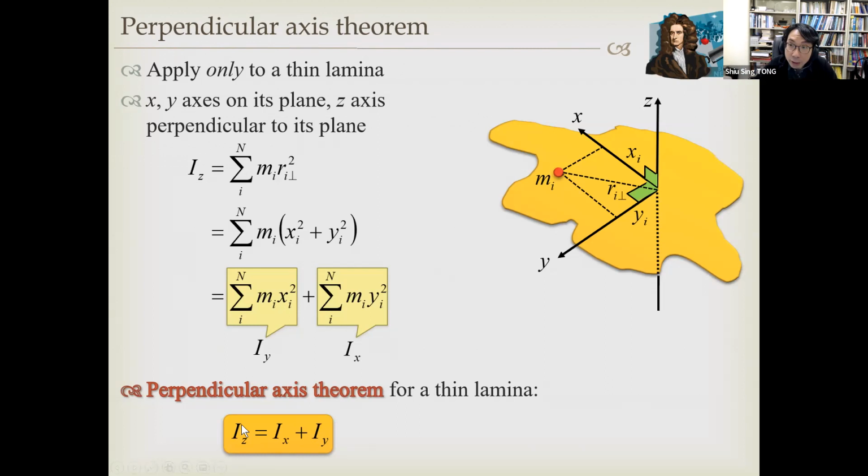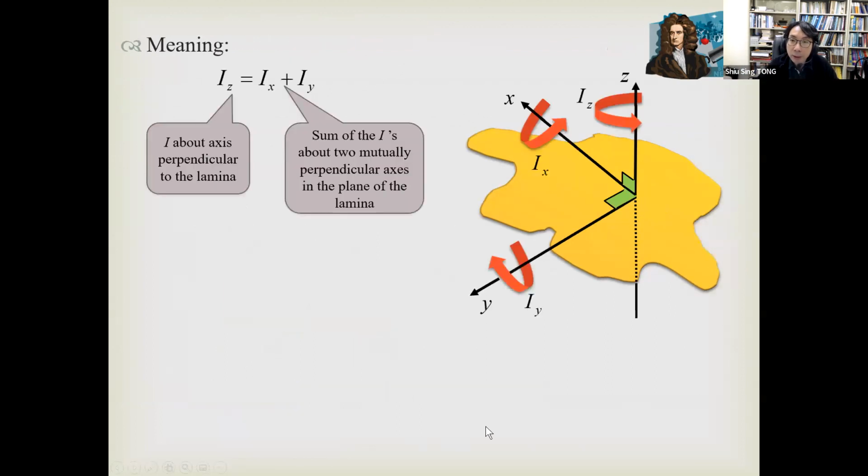Also, the Z axis is the axis that is perpendicular to the plane of the object, while the X and the Y axes are the axes that are parallel to the surface, the plane of the object. The meaning is like this. For Iz, I consider an object rotating about the perpendicular axis, while for Ix and Iy, I consider the object rotating about the two axes which are along the plane of the object. And all these three axes are perpendicular to each other. So Iz is equal to Ix plus Iy.